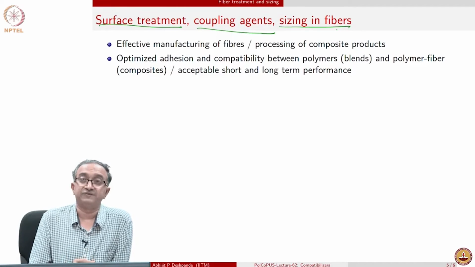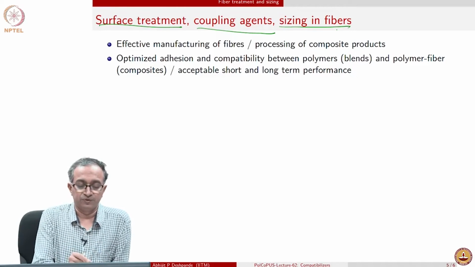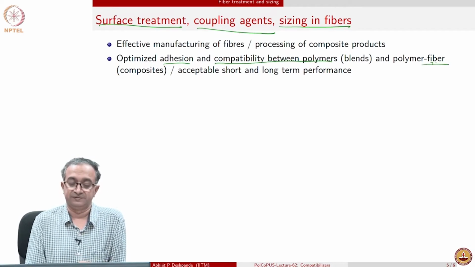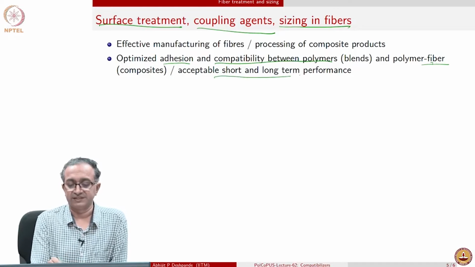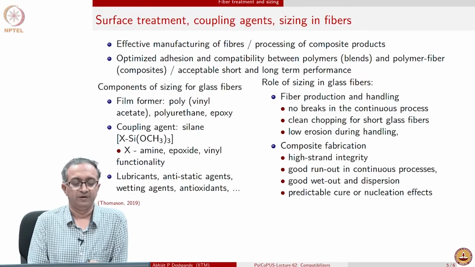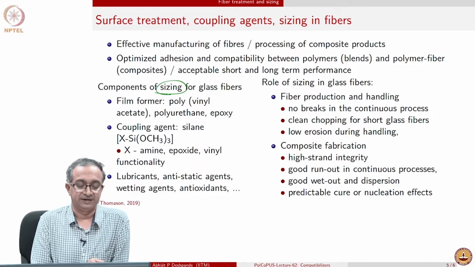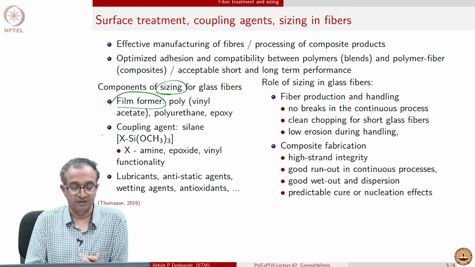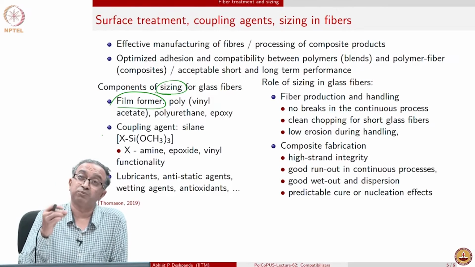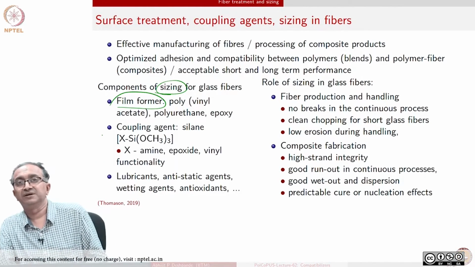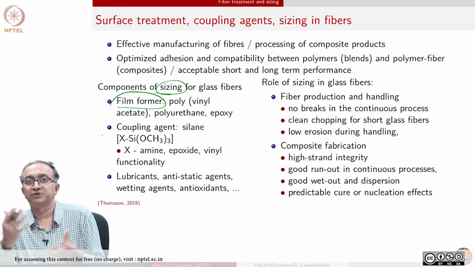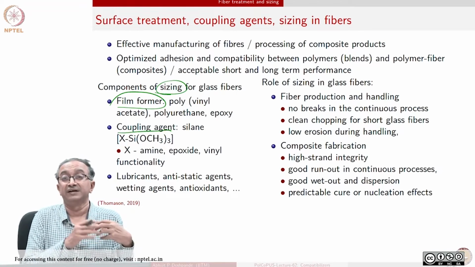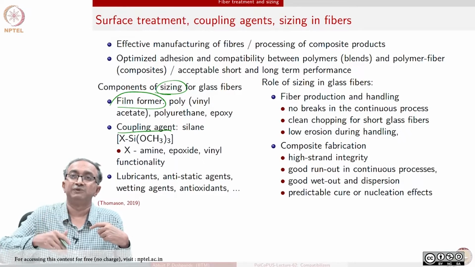And the overall goal of such an idea is to improve adhesion and compatibility between the polymer and the fiber, so that we have acceptable short term and long term performance. So, generally what does the sizing contain? It generally will contain a film former, so that it can spread nicely on the fiber surface, and then each spot on the fiber surface can interact with the polymer as soon as the polymer and the fiber surface come into contact with each other. We can also add some coupling agent which reacts with the fiber, and they have some compatible groups which will interact with the polymer.